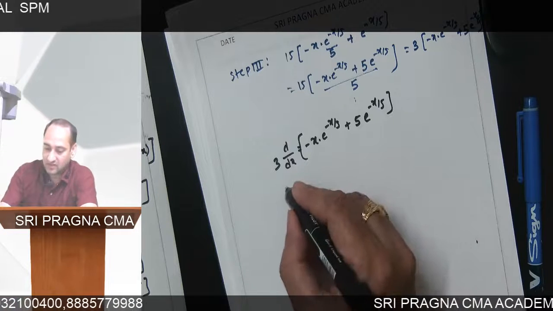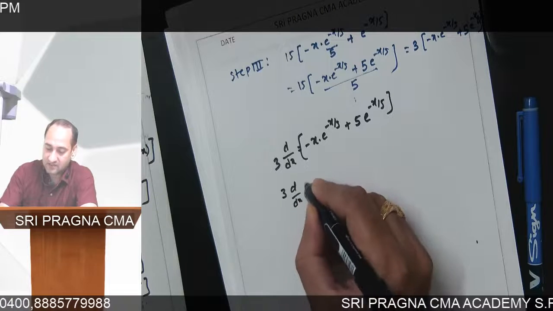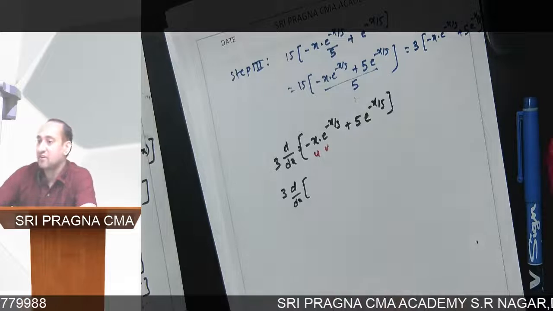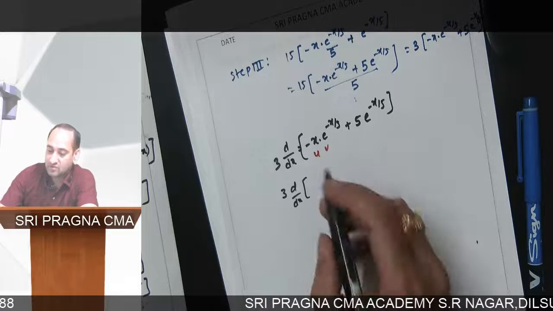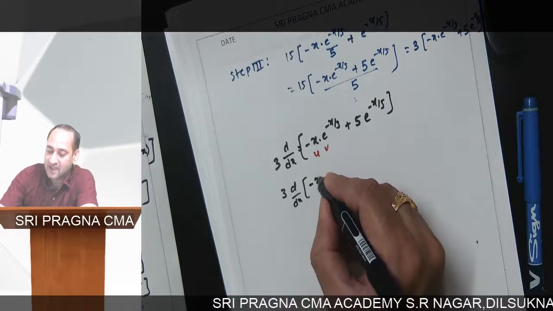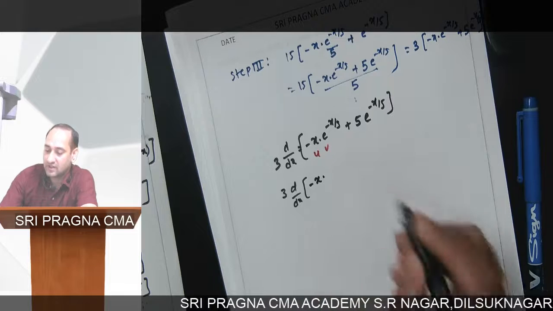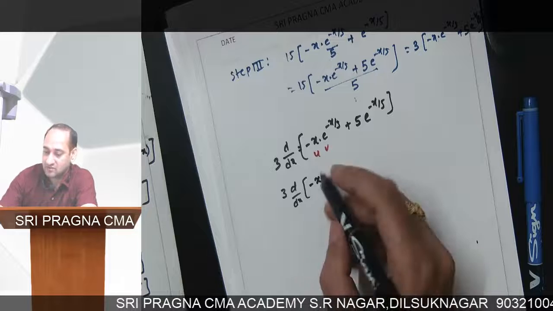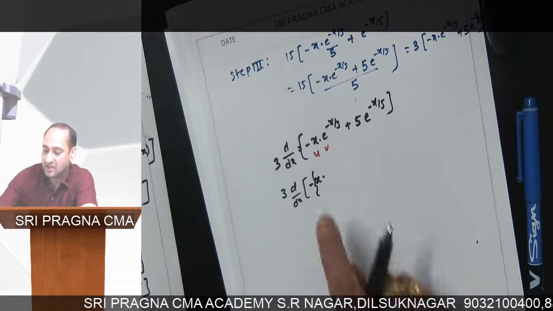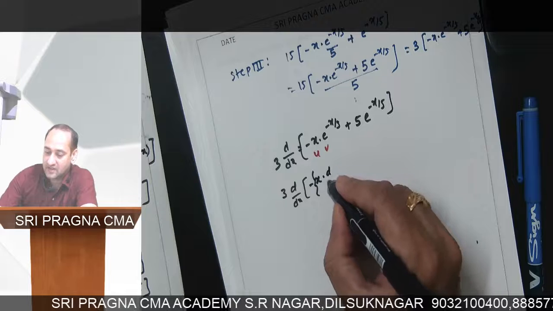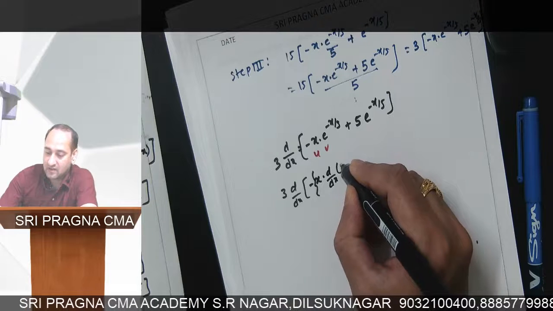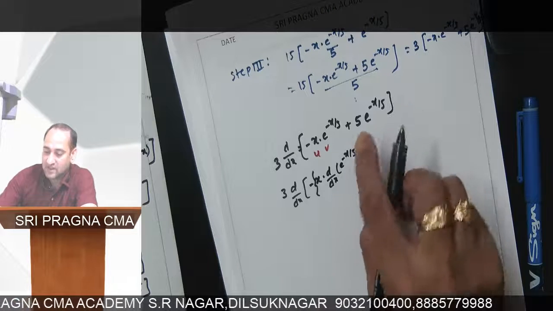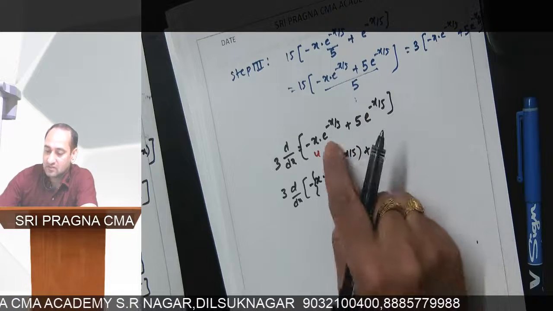3 d by dx. There is a u and v form here. So keep one number as a constant: keep minus x as a constant. Don't take the minus right now. So X as a constant and again d by dx of e to the power minus x by 5. Second, plus, what to do after that?